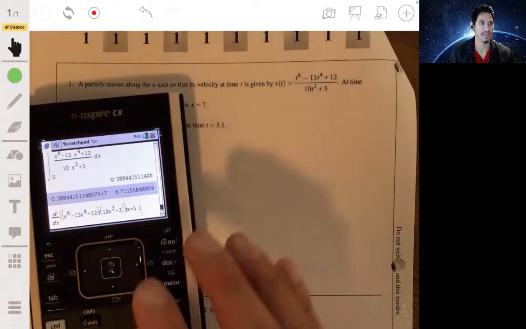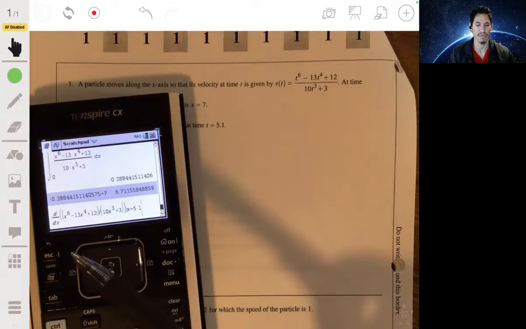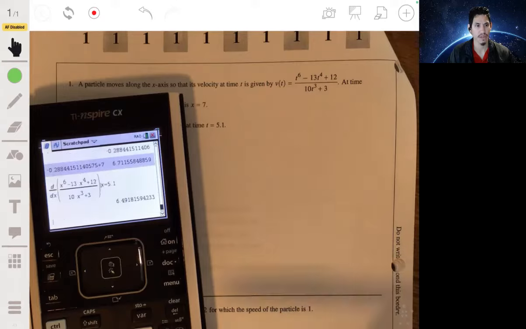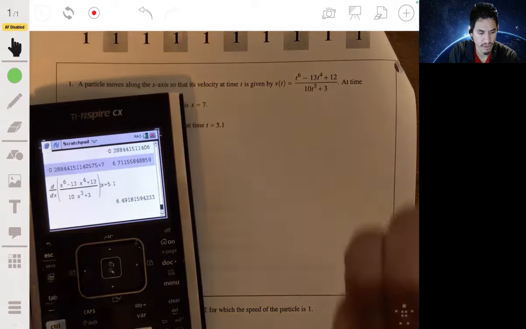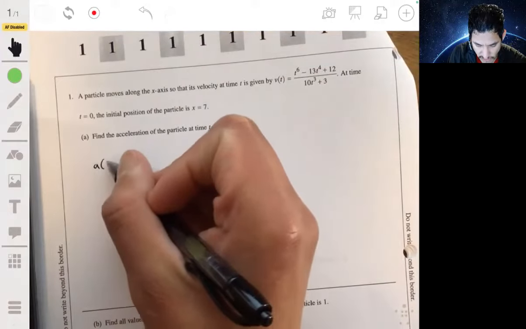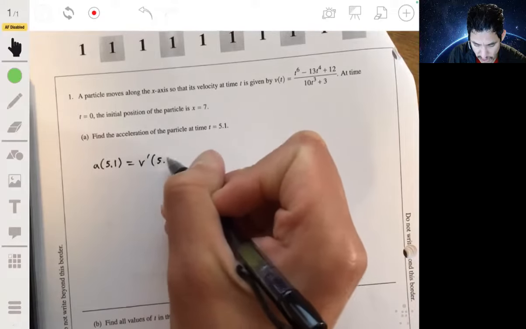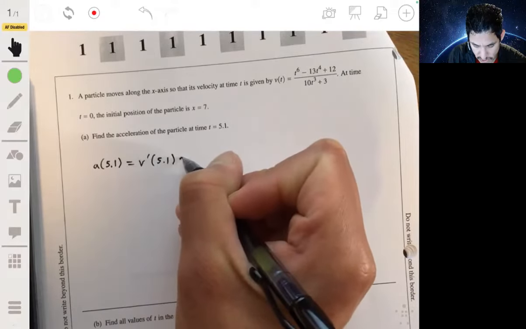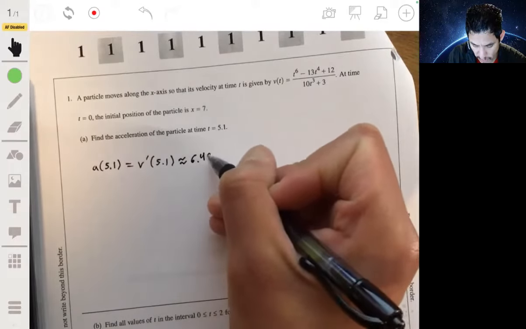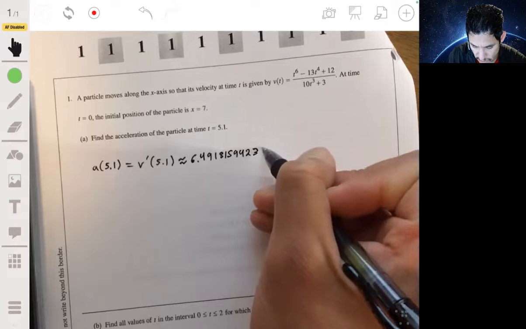Always double check to make sure you didn't make a simple mistake, or a syntax error when you enter this in, because that could eat valuable minutes from your testing time. And bang, there we go. That's our answer. So let's just write that. A of 5.1 is equal to V prime of 5.1, which is about equal to 6.4918159423.